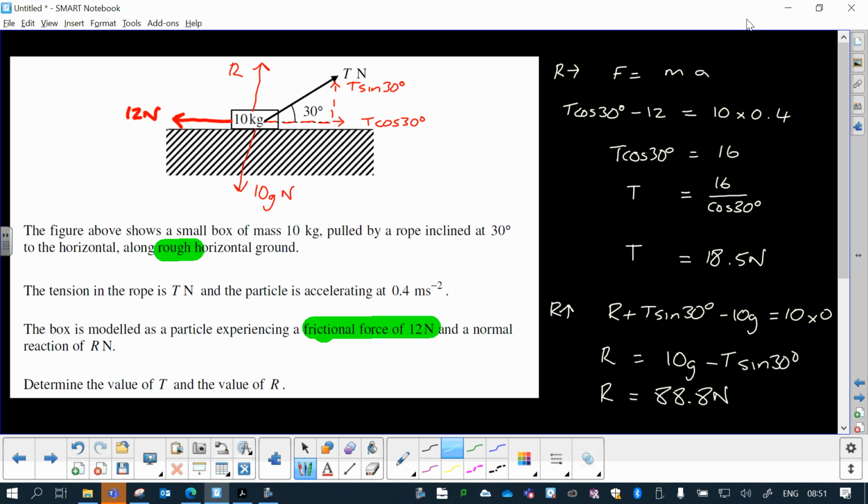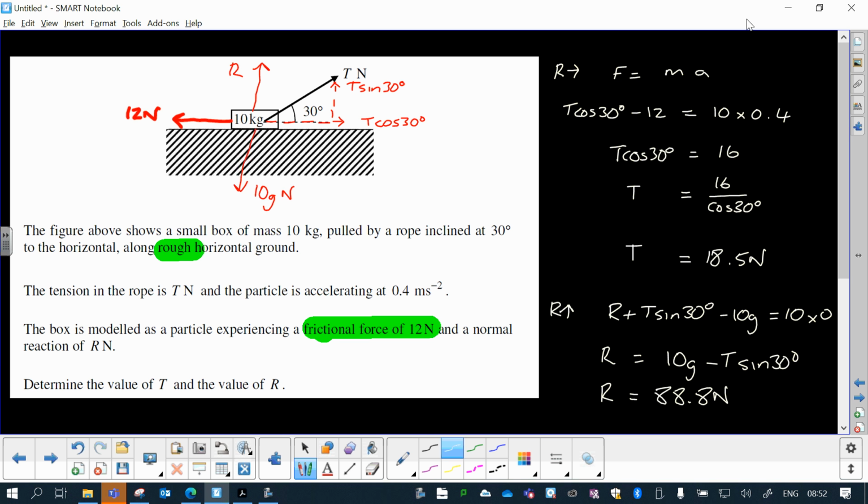We've also got the normal reaction force, which my diagram doesn't do justice, but it is perpendicular to the floor. And then we've got 10g newtons, which is the weight of the object, which is acting directly opposite to the normal reaction force. Okay, so that's my force diagram. We're given an acceleration this time of 0.4. And so I decided to resolve horizontally first. All right, it seemed to make sense.